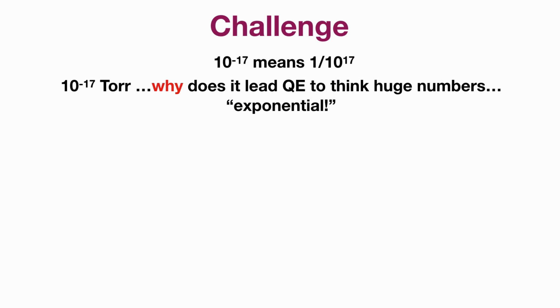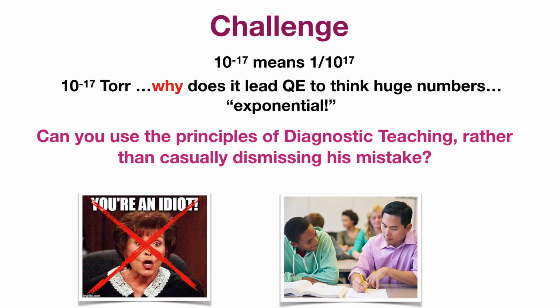All right, so let's keep that in mind when we think about how he kept going on about 10 to the negative 17 torr, right? So that really means 1 over 10 to the 17th. He kept talking about 10 to the negative 17 torr, and he kept saying exponential. But why does it lead Quantum Eraser to think huge numbers? In other words, I want you guys to use diagnostic teaching to think about what his error in thinking could be. And again, don't just say he's an idiot, don't do the judge duty. I want you to think like a teacher. What is the actual mistake he's making?